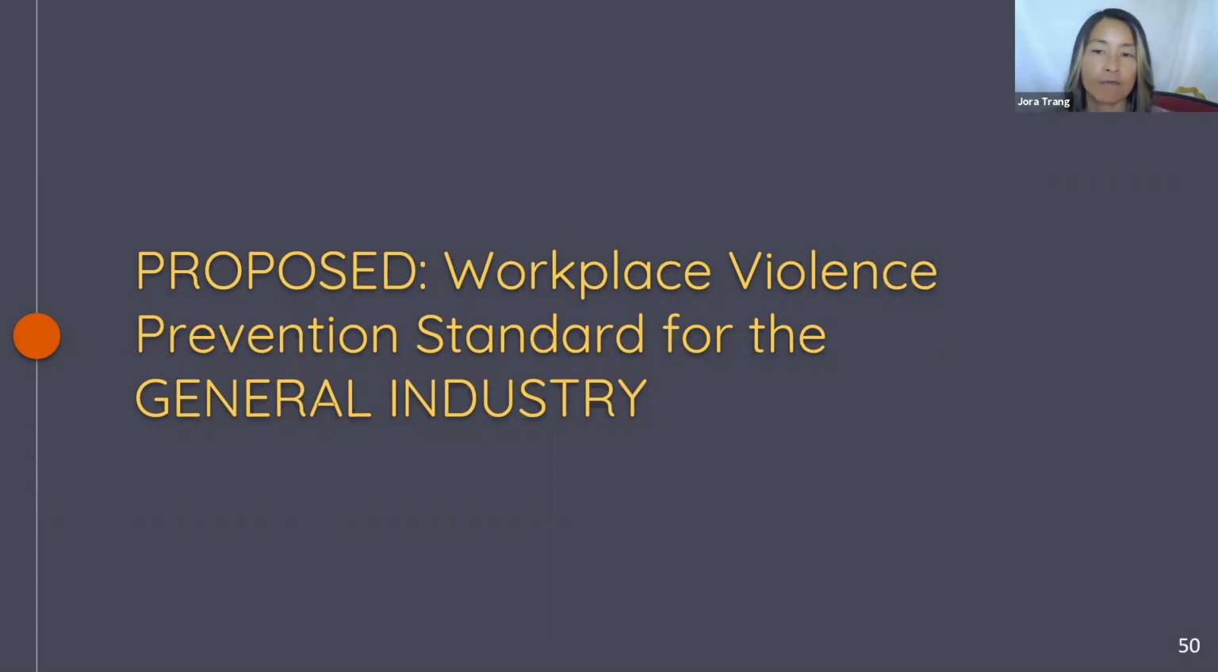WorkSafe and our allies in coalition started working on the workplace violence prevention standard in October 2016, right when the other one passed. It is now the year 2020, and still we have no workplace violence prevention standard, despite the fact that it is a huge problem in California, let alone the rest of the nation, being the number one killer of folks in the workplace. Next slide, please.